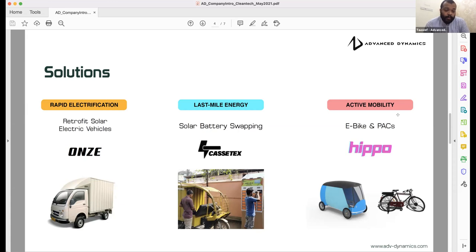Our solar battery swapping project, Cassetex, which was identified as the best climate business solution in the world last year, has already started operations, and we are now exploring different technologies. And as I was saying, from the middle of this year, we'll be launching the station operations. And finally, our electric bike and associated products are already out there, and we are doing our business in that sector, and we are also designing our own vehicles in that segment as well.